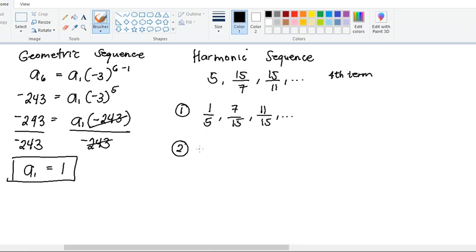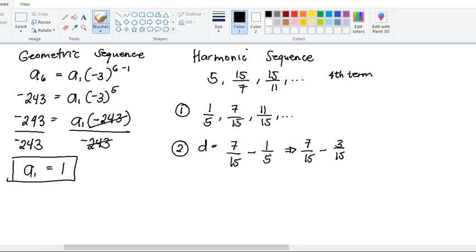Next step is to get the common difference. Our formula for common difference is a sub 2 minus a sub 1. So a sub 2, or our second term, is 7 over 15 minus 1 over 5. Now, class, we have to make this fraction have the same denominator. So we have here 15. Think of a number that you can multiply to 5 to become 15, and that is 3. So you have to multiply both numerator and denominator by 3. So we'll now have 7 over 15 minus 3 over 15.